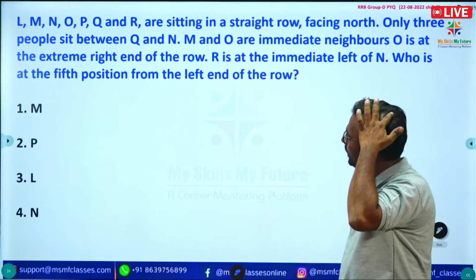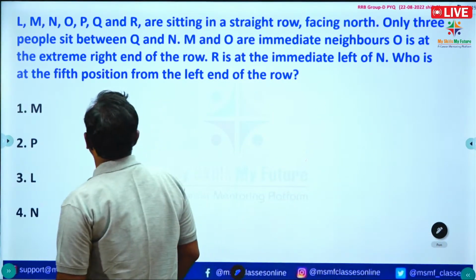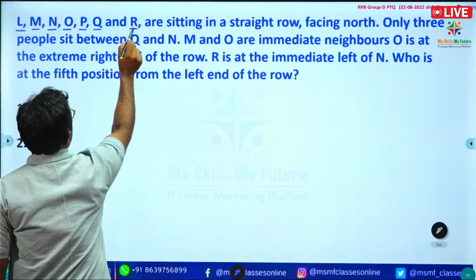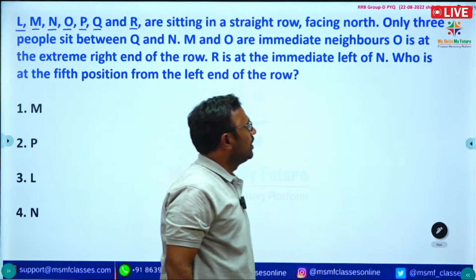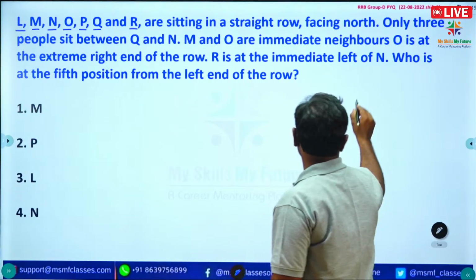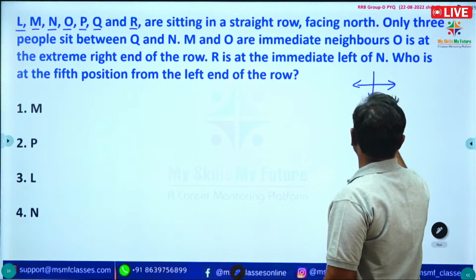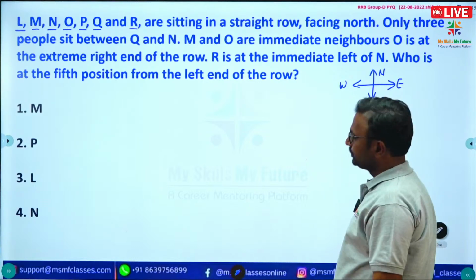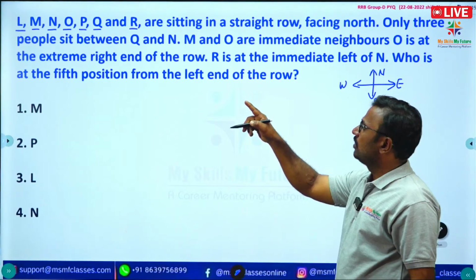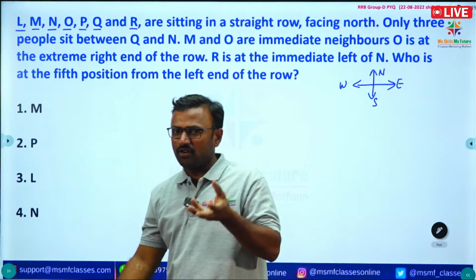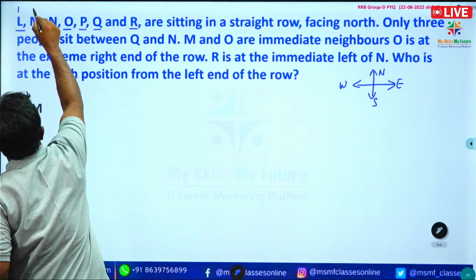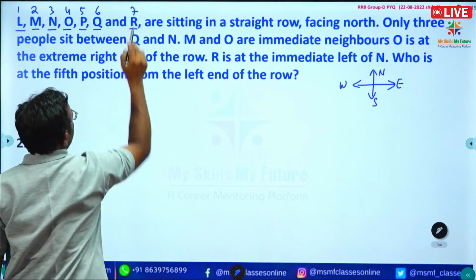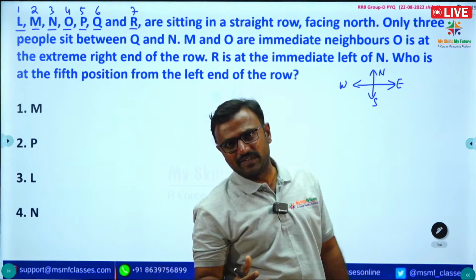See the question here. L, M, N, O, P, Q and R are sitting in a straight row facing north. Some of them may be facing different directions. Let us see how many members are there: 1, 2, 3, 4, 5, 6, 7. In total there are 7 members.